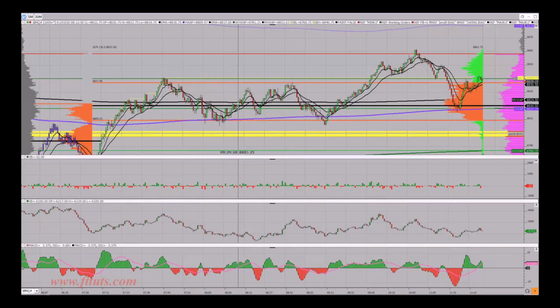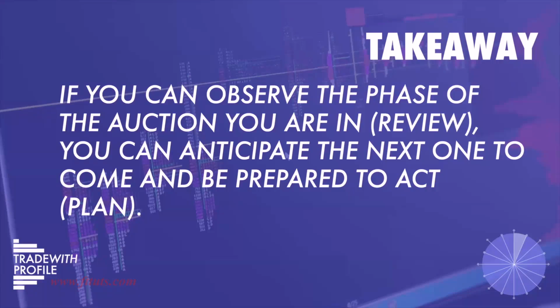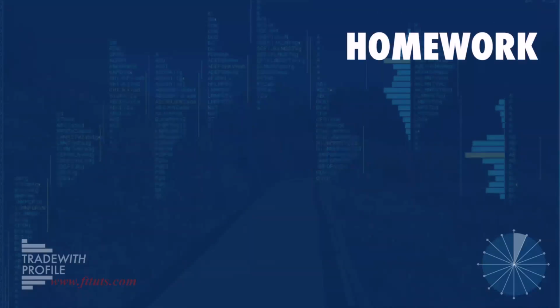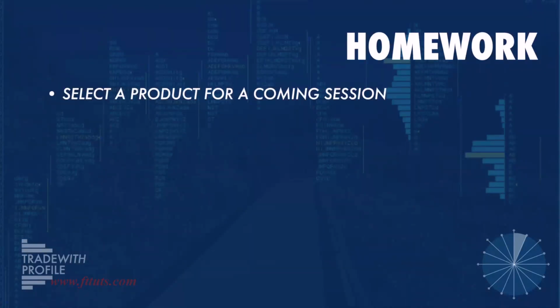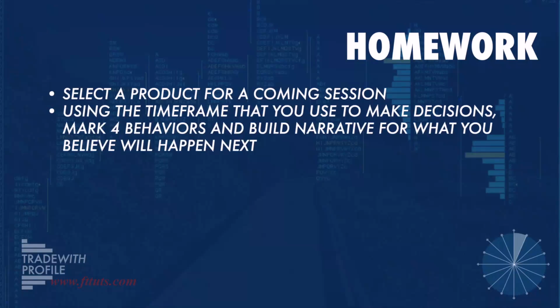So, the lay of the land: if you can observe the phase of the auction you are in, as you review it, you can anticipate the next one to come and be prepared to act. And that's your plan. Now, homework for this phase, if you want to keep refining this, is to select a product for a coming session or go back and look at a historical chart, just like what we did through all those examples, and use a time frame that you use to make decisions, whether that's a 5-minute, 30-minute, whatever, and mark those 4 behaviors and build the narrative for what you believe will happen next.